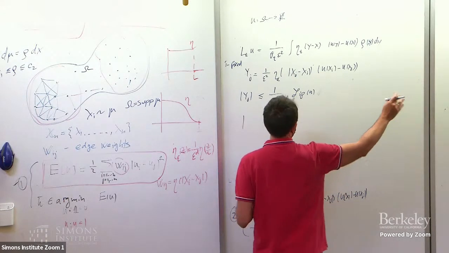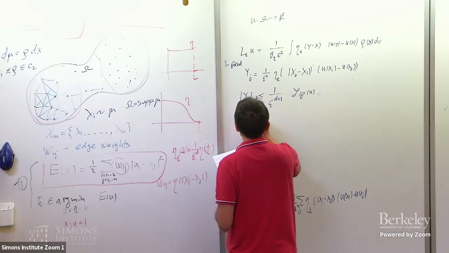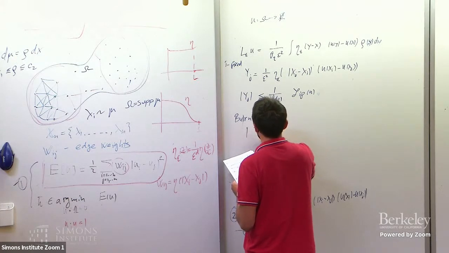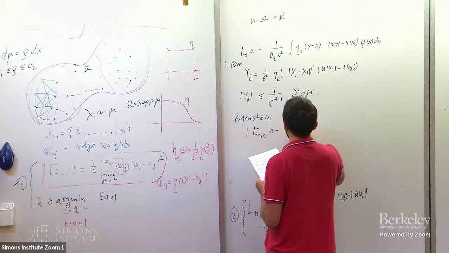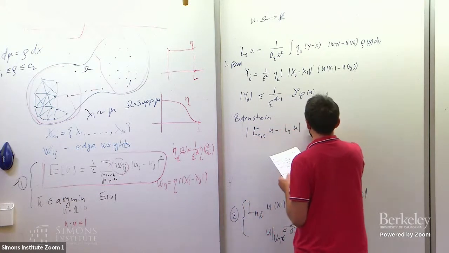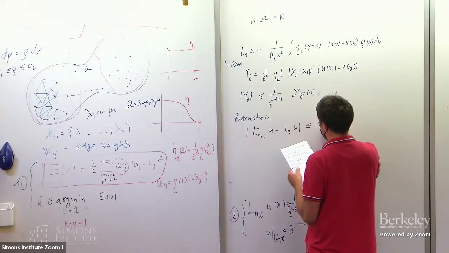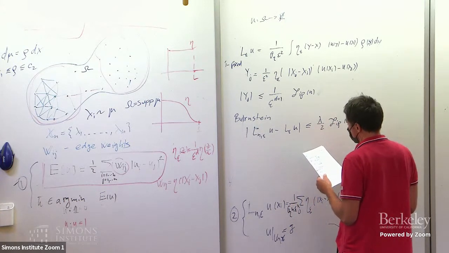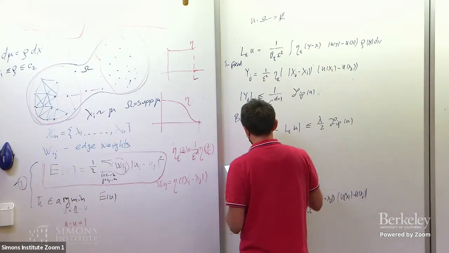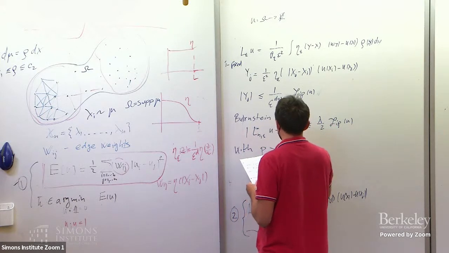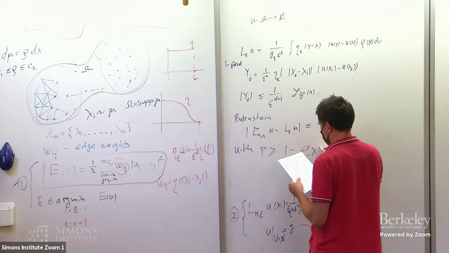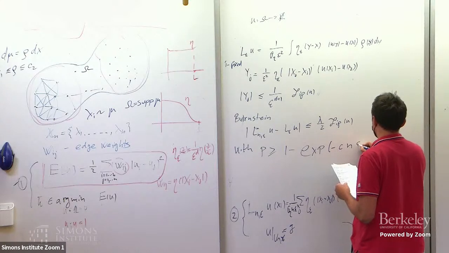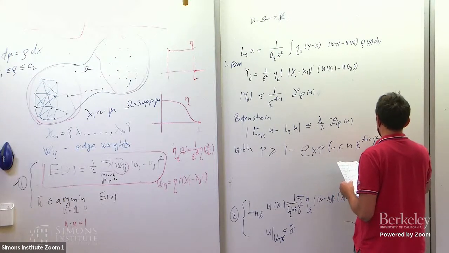the difference, so you apply Bernstein, is going to tell you that L_n^epsilon of u minus L^epsilon of u is less than or equal to lambda over 2 times the Lipschitz constant of u, with probability 1 minus e to the minus a small constant times n epsilon to the d plus 2 lambda squared.